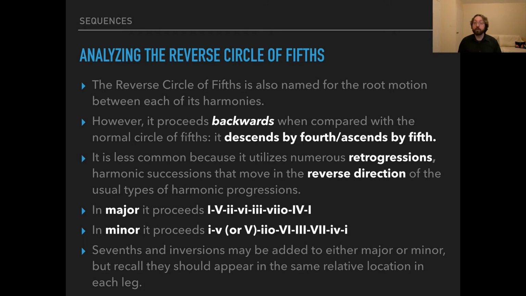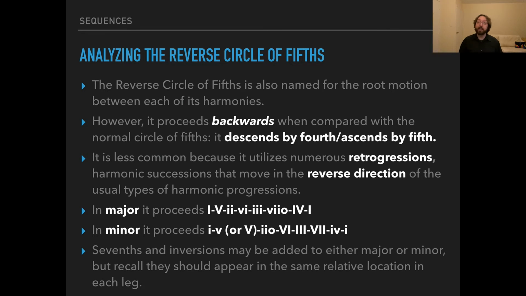The reverse circle of fifths is also named for the root motion between each of its harmonies. However, it proceeds backwards when compared with the normal circle of fifths. It descends by fourth and ascends by fifth. It's much less common than its relative, the normal circle of fifths, because it utilizes numerous retrogressions, harmonic successions that move in the reverse direction of the usual types of harmonic progressions.